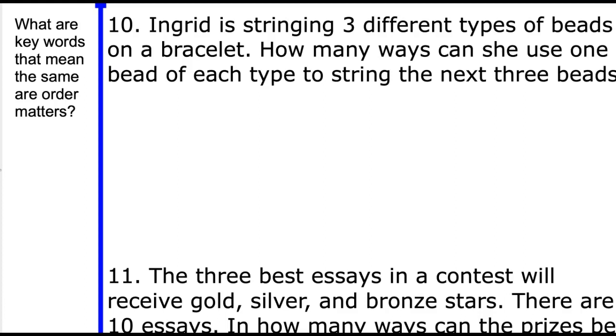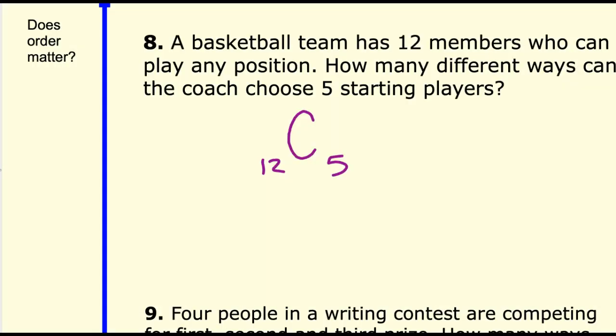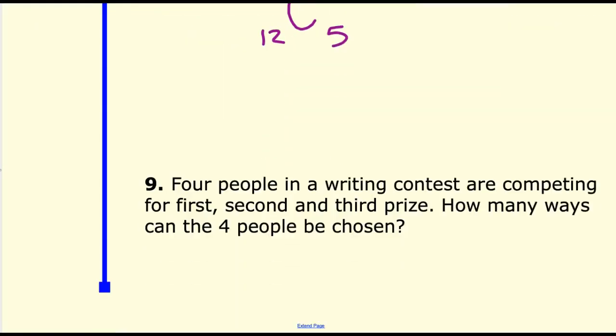Oh, I skipped 9. I skip everything today. I just want to be done. It's Friday, I guess. Oh, this one's good. 4 people in a writing contest. A lot of competition. They're competing for first, second, and third prize. So there's basically just one loser who doesn't get a prize. How many ways can the 4 people be chosen? Since there's gold, silver, and bronze, it's going to be a permutation, right? Okay.